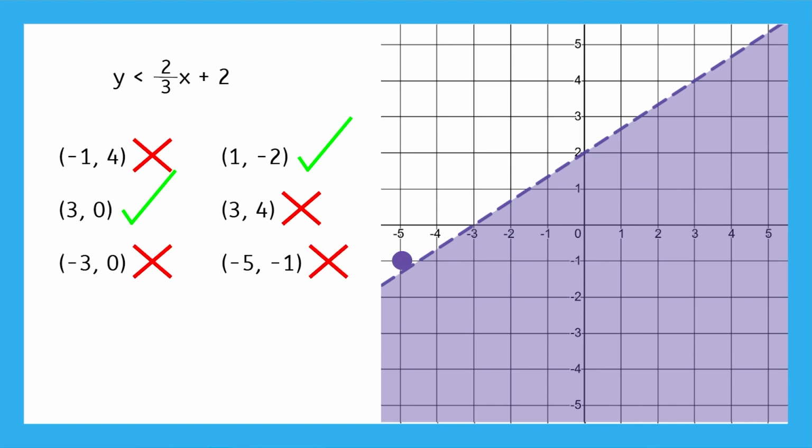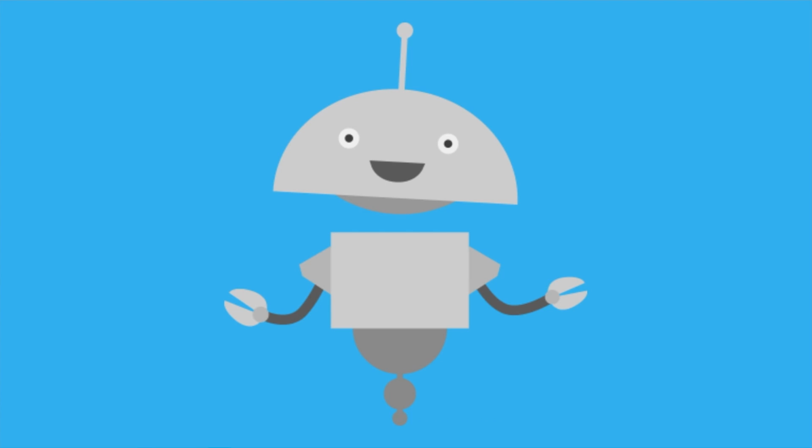Not a solution. We were able to test 6 different points, and the only point we ever had to plug in was 0, 0 to know where the shaded side was. That's all there is to testing solutions using a graph. In the next video, we're going to go backwards, using graphs to write the inequality that goes with them.